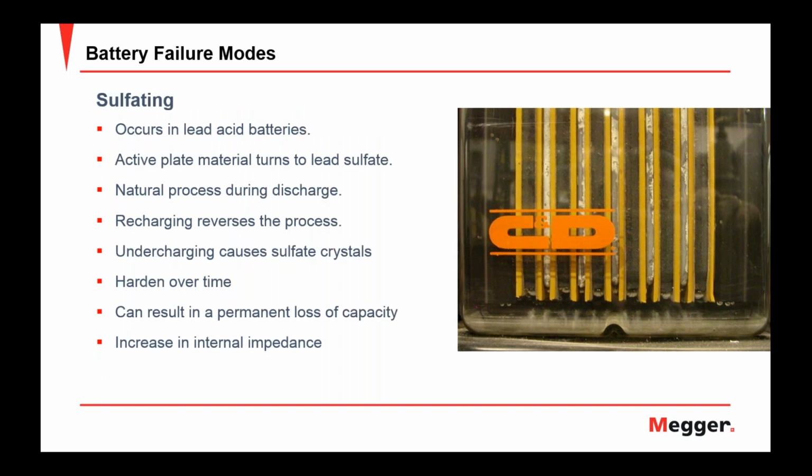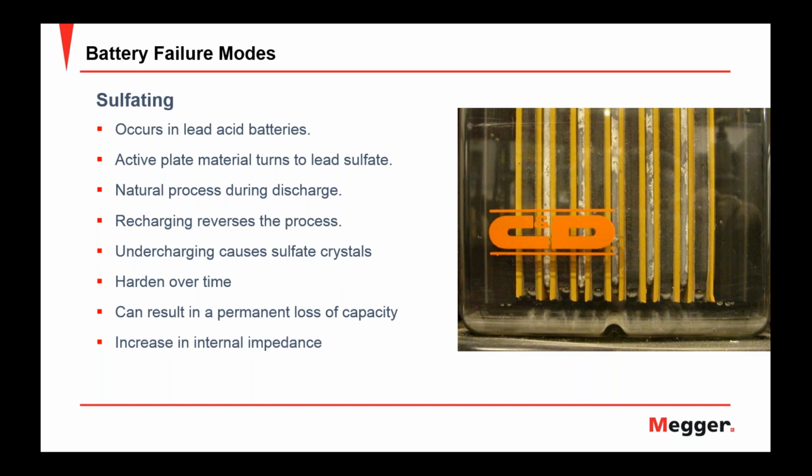Sulfation. This also occurs in lead-acid batteries, and it is natural. This happens as the battery discharges. As the battery discharges, the active material in the plates turns into a lead sulfate. As you recharge them, this process reverses itself. Now, the problem can occur when we're undercharging the batteries. If we don't fully charge the batteries, if they remain undercharged, then they're going to be partially sulfated. And the problem is, the longer they remain sulfated, the harder it is to reverse that process.